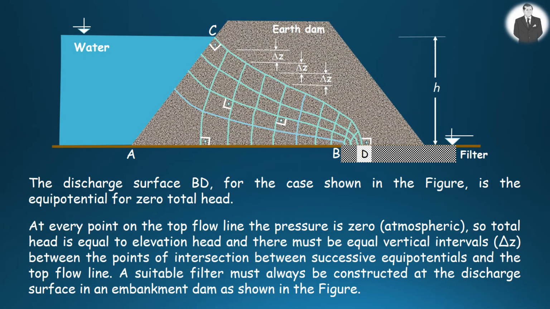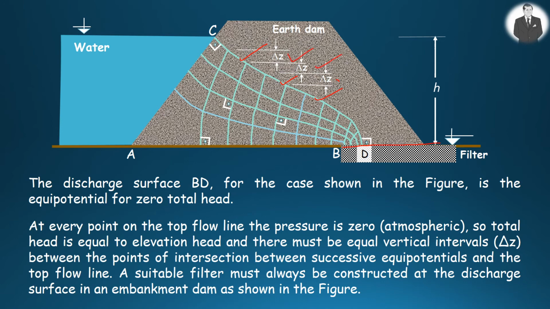The discharge surface BD shown in the figure is the equipotential line for zero total head. At every point on the top flow line, the pressure is zero. So total head is equal to elevation head, and there must be equal vertical intervals between the points of intersection between consecutive equipotentials and the top flow line as illustrated.